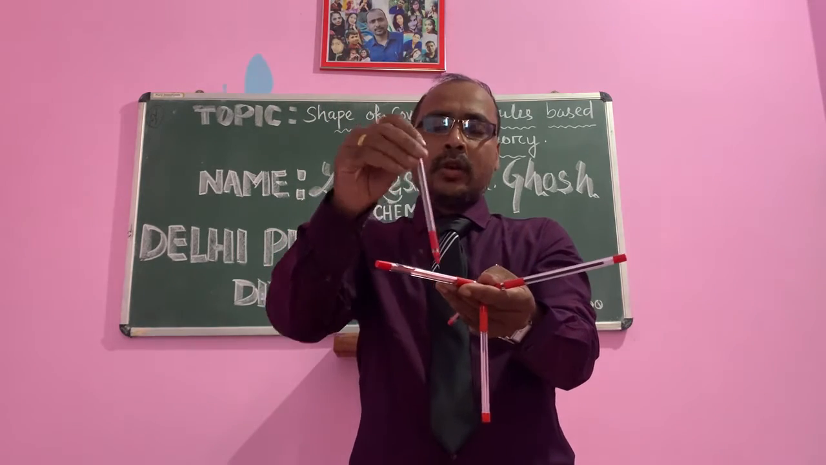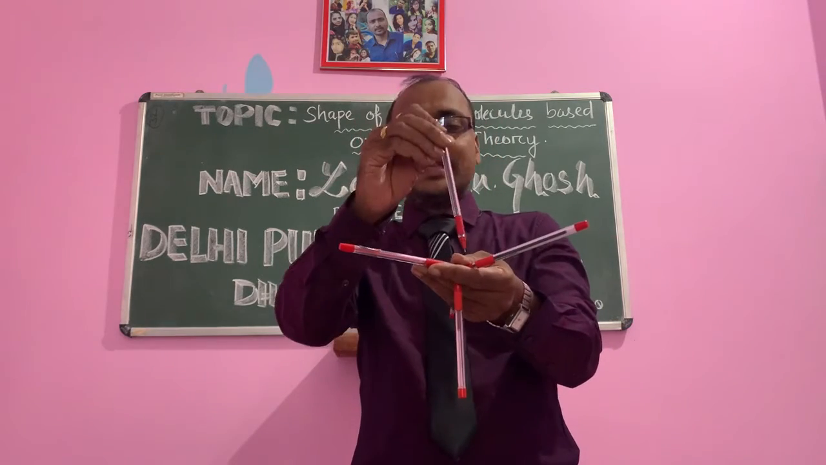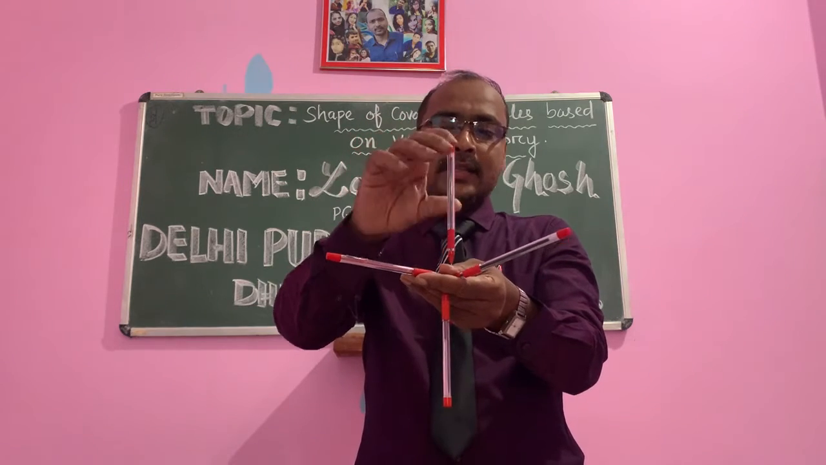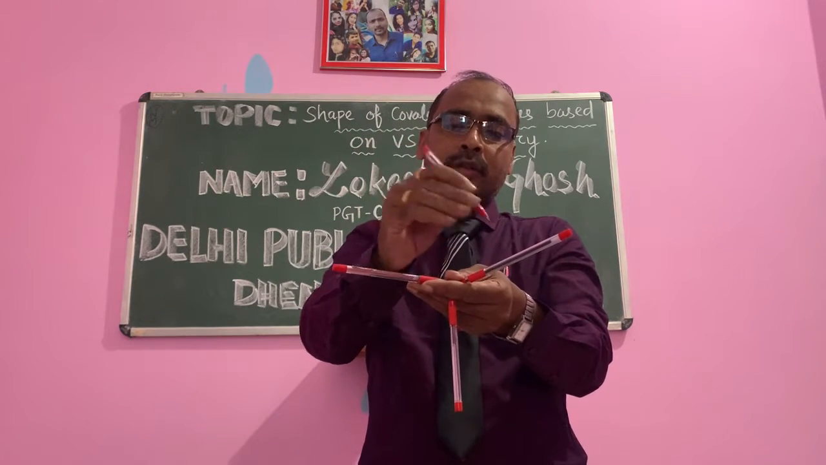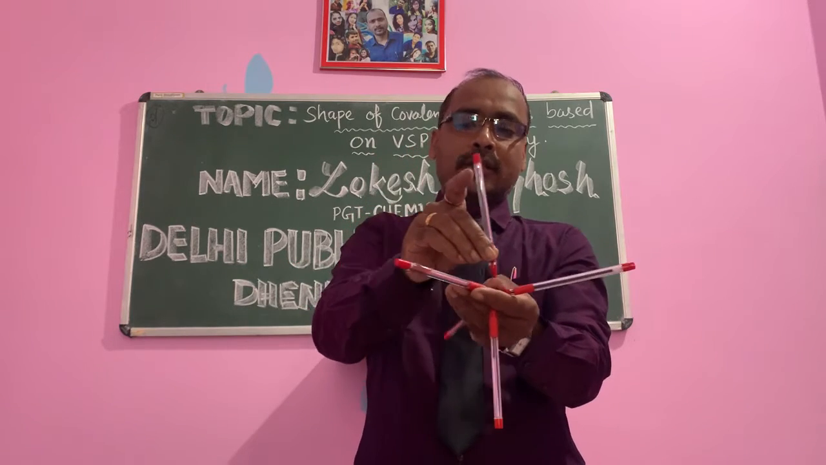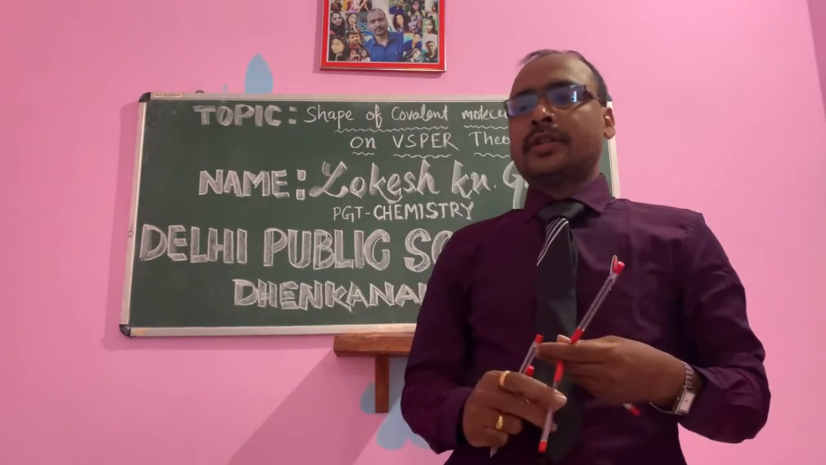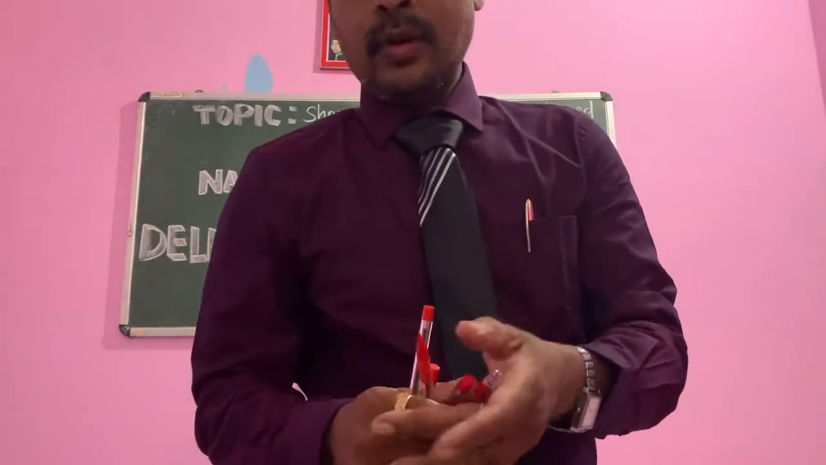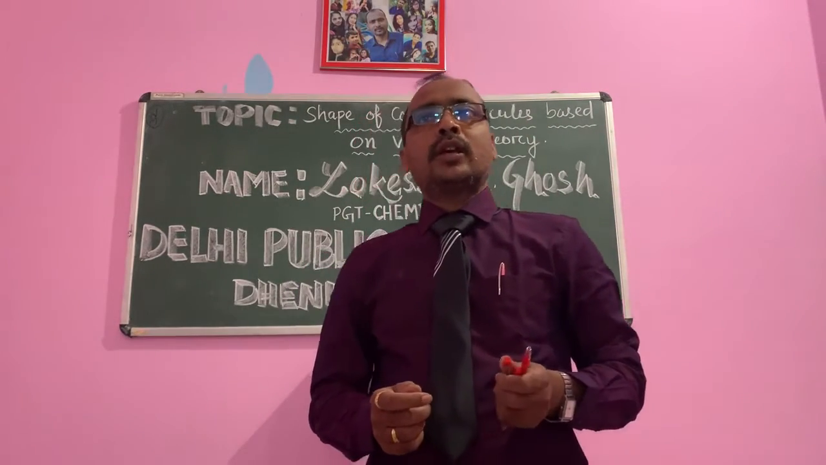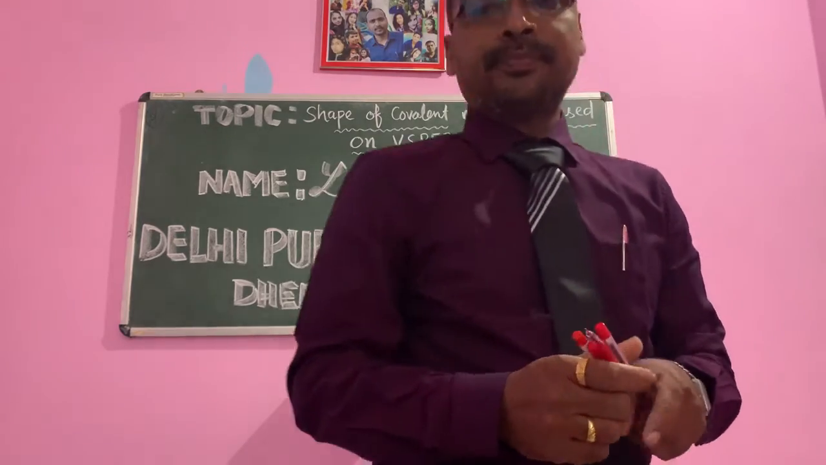These bonds are known as equatorial bonds, and the bonds above and below the triangle are known as axial bonds. The bond angle between the equatorial bonds is 120 degrees, and between axial and equatorial bonds it is 90 degrees. This shape is known as trigonal bipyramidal. The hybridization is sp3d. Examples are PCl5 and PF5, which are related to this AB5 type structure.